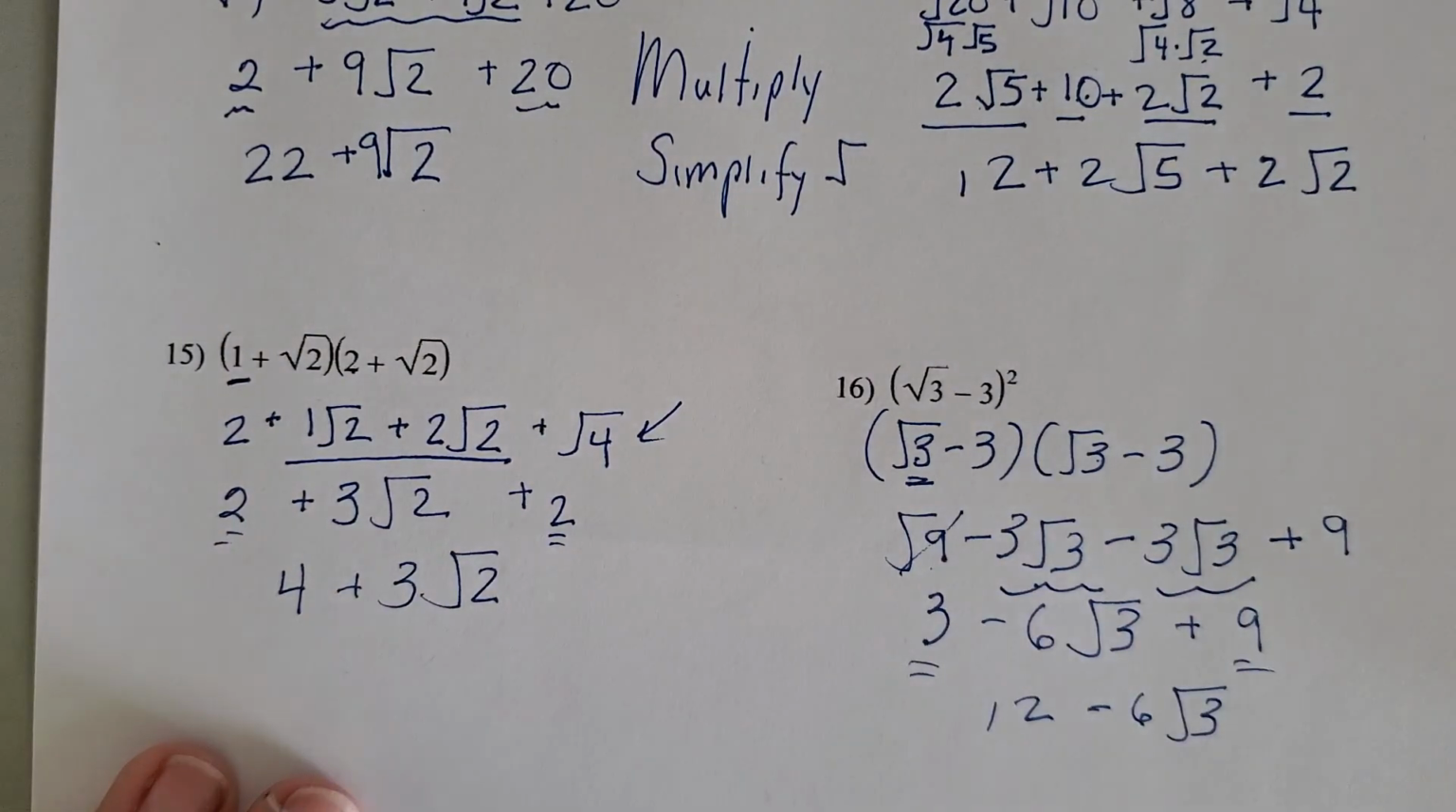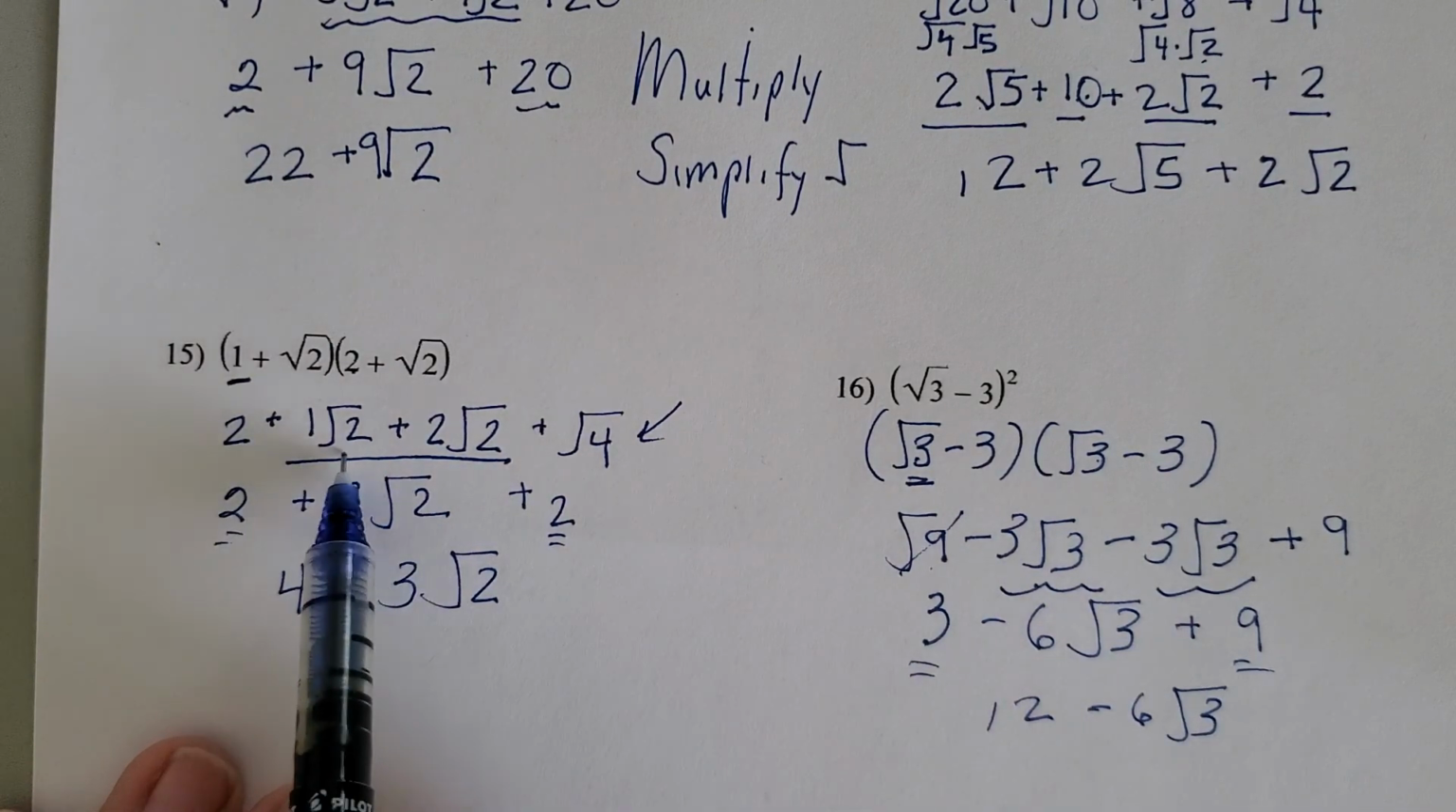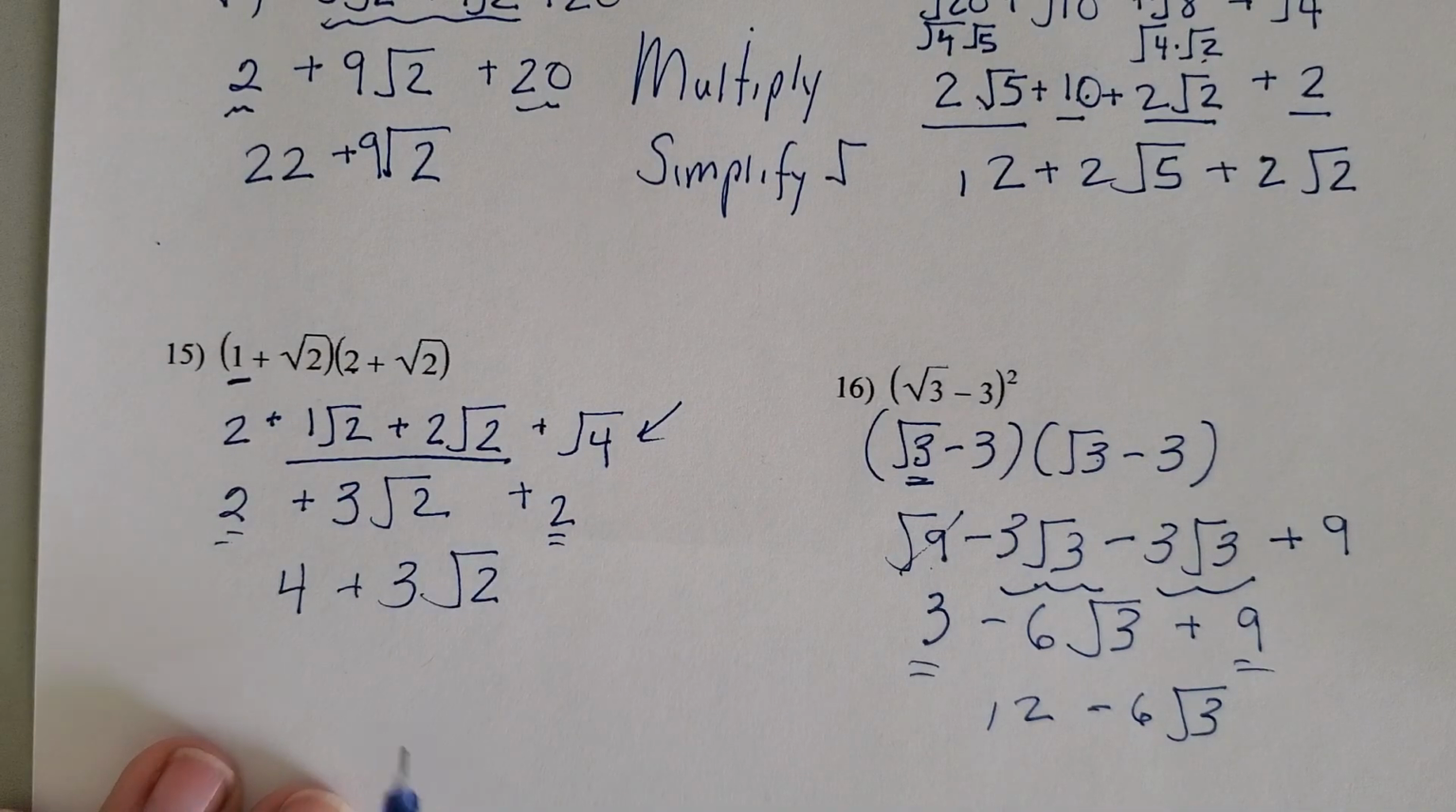You can tell from looking at this, you need to be neat, and you need to be methodical, go step by step. In the end, you need to make sure you've combined like terms, whether it's integers or whether it's radicals, and that you've simplified everything you can that's inside a radical sign. Okay? Square root of 4, square root of 9.